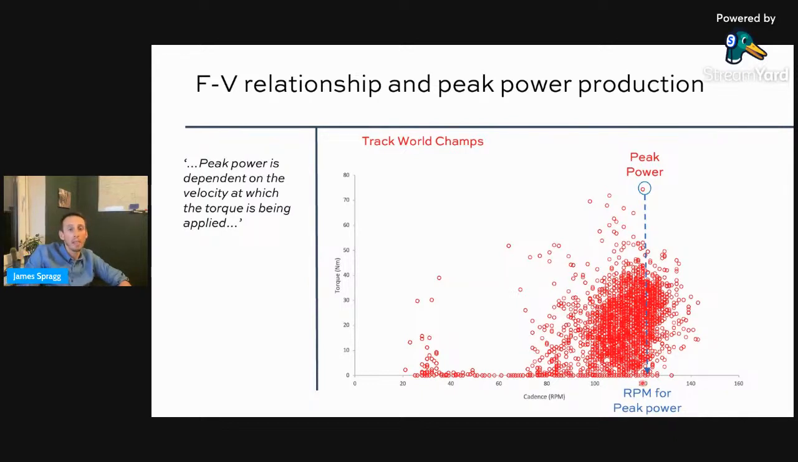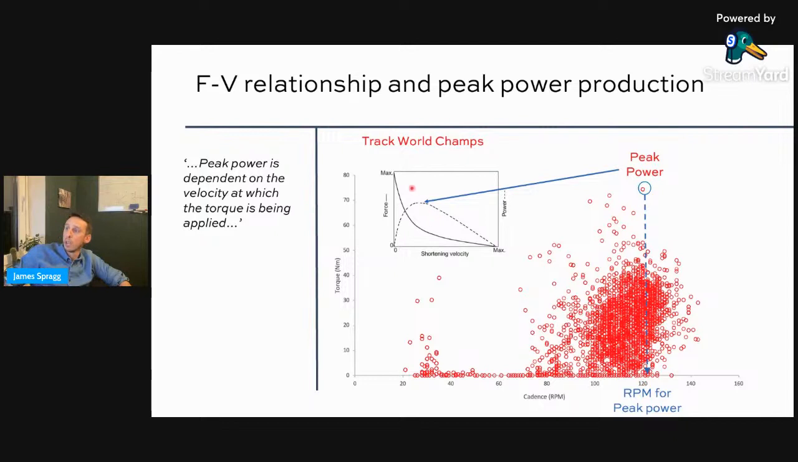To go back to one of our earlier screens, we're looking at the peak power value here, and the velocity at which it occurs. So we know that peak power for this athlete occurs at 125 RPM. If we go higher than that, we start to come down this side of the curve and lose power. If we go to slower cadences, we also start to lose power. So this peak power value and this value of 125 RPM represents the peak of our curve, and we can actually use that information to enhance performance.